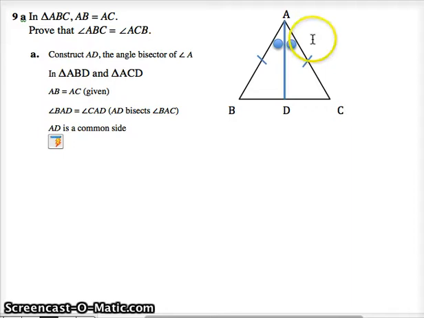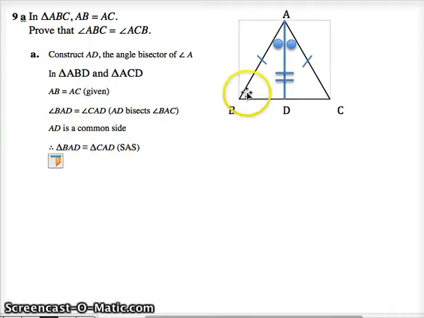So I'm going to put some markings here. I'll put a double line there to show that this is the other side. So we've got side, angle, side. These two triangles are congruent by side, angle, side. So we can just say now that triangle BAD is congruent to triangle CAD, and the reason is side, angle, side.